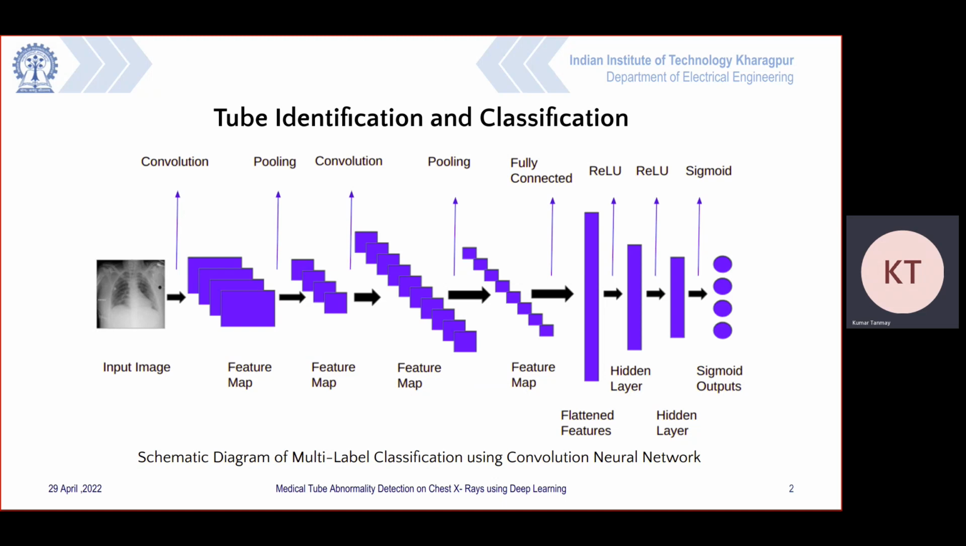Tube classification involves detecting the presence of the tube in chest X-rays. The task can be used to filter out the chest X-rays containing tubes from those which don't have any tubes. We worked on binary classification, which predicts results for a single tube only, and multi-label classification, which predicts results for multiple tubes simultaneously. Here is the schematic diagram of a multi-label classification using CNN architecture. We experimented on different CNN backbones like SemNASnet, RegNet, ResNet, ResNext, and EfficientNet, etc.